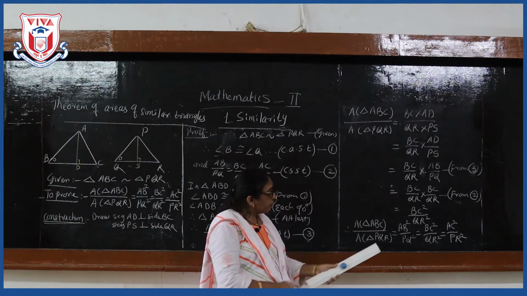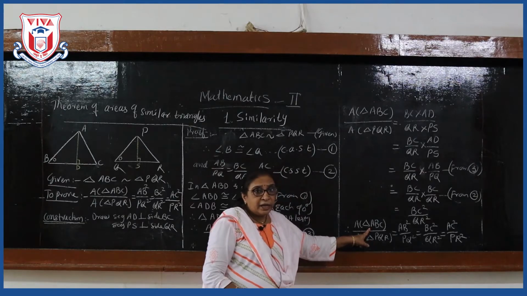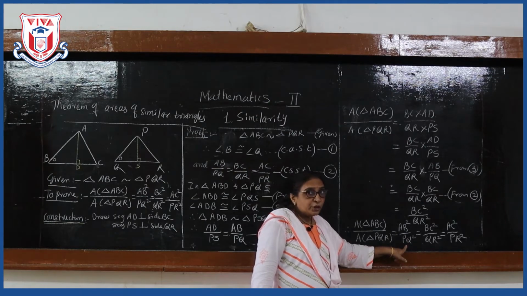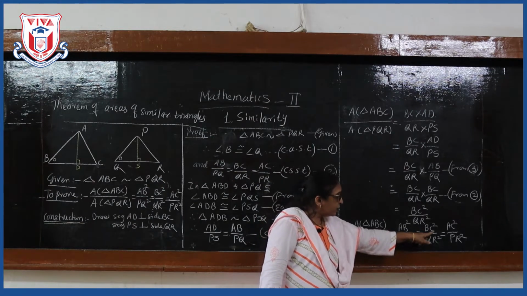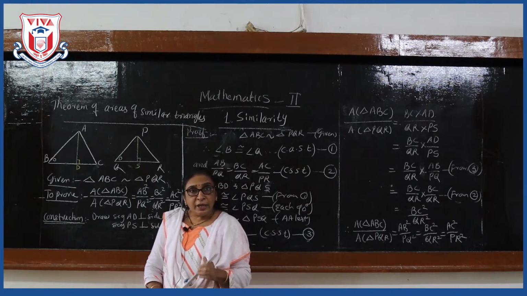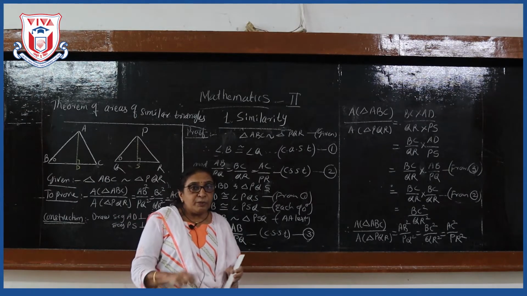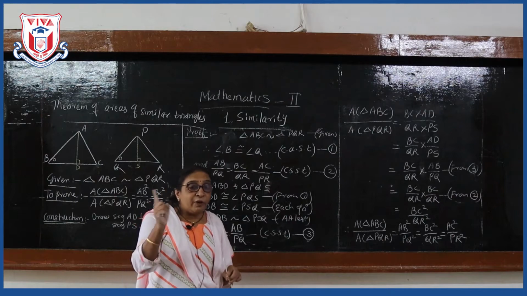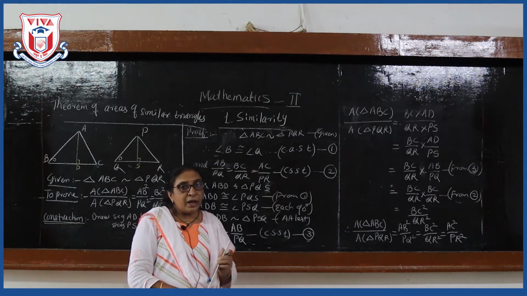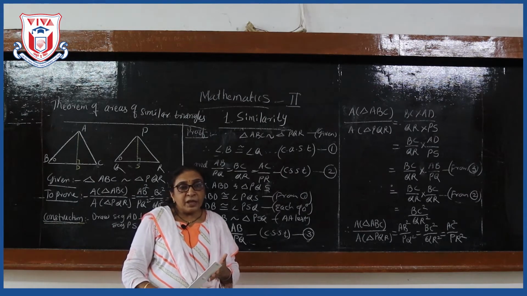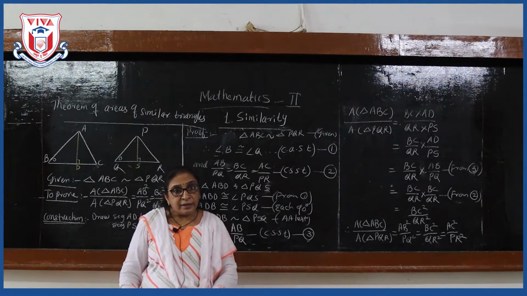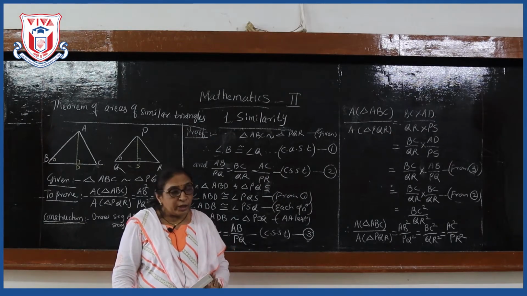And in the same way, we can say that area of triangle ABC upon area of triangle PQR is equal to AB square upon PQ square, that is equal to BC square upon QR square, equal to AC square upon PR square. Means when two triangles are similar to each other, then the ratio of their areas is always equal to the square of the corresponding sides. So you have to remember this, and do not confuse the ratio of areas of any two triangles with the ratio of areas of similar triangles. There is a main difference. So remember this property.